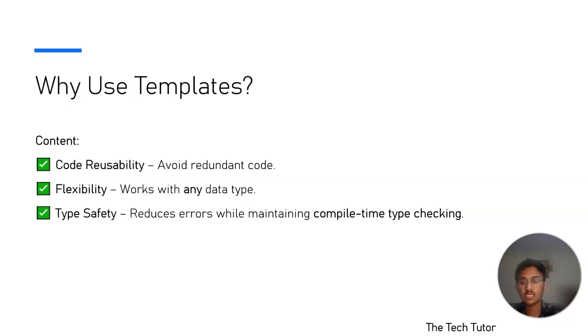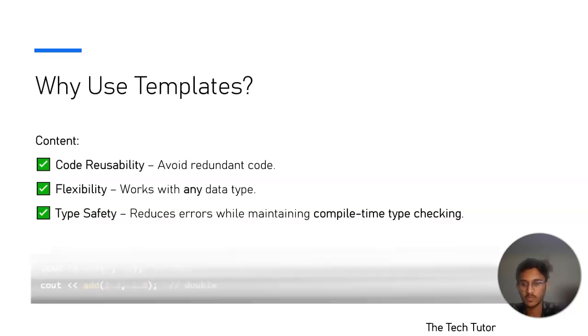Here are three key reasons. Code reusability: write once, use for any data type. Flexibility: use the same logic for different data types. Type safety: avoid type mismatches while keeping compile time checking. So by using templates, we can reduce redundancy and write clean, scalable, and efficient code.